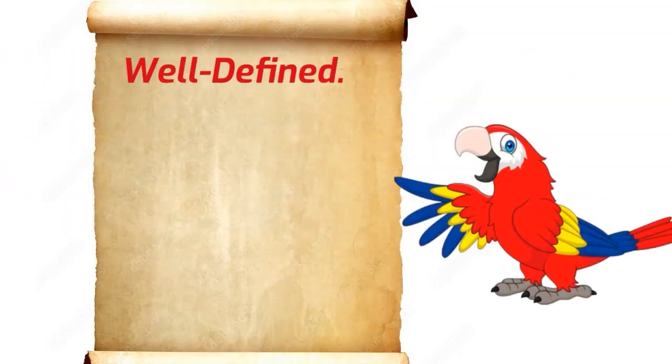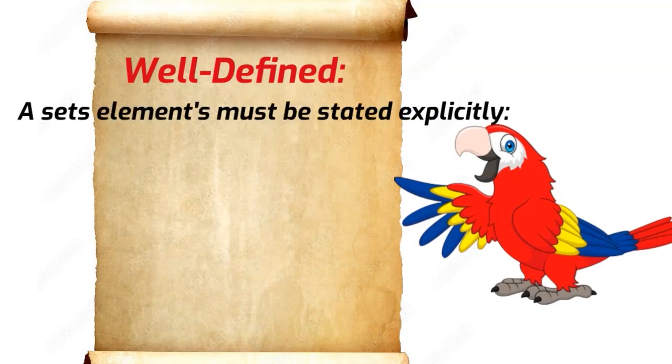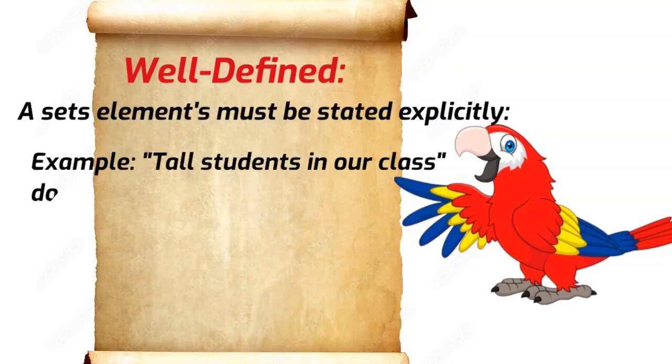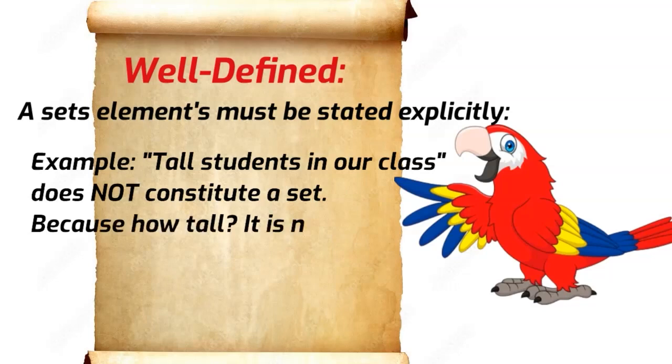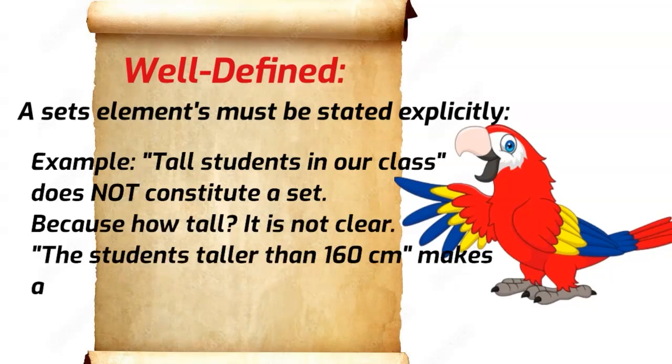What is meant by well-defined? It is that a set's elements must be stated explicitly. For example, tall students in our class does not constitute a set, because its elements are unclear. How tall? It depends, right? So, it is not stated explicitly. But the students taller than 160 centimeters makes a set, because we stated explicitly how tall they must be to enter our set.